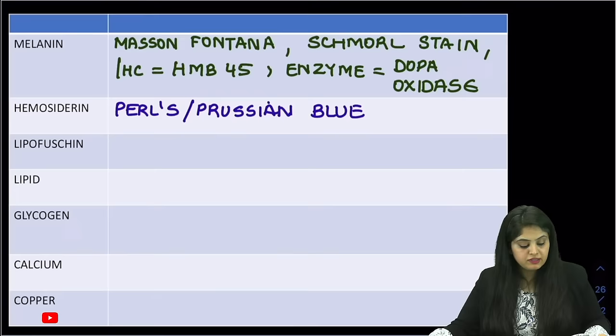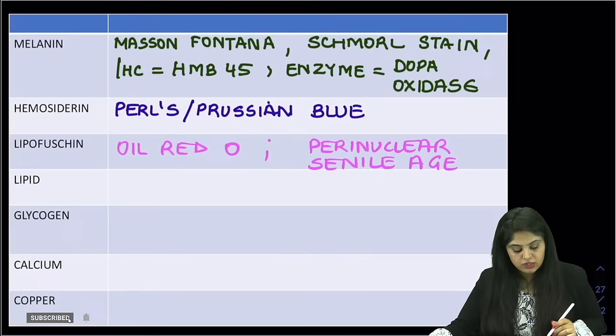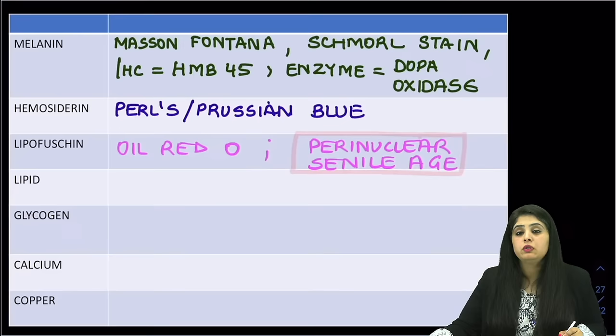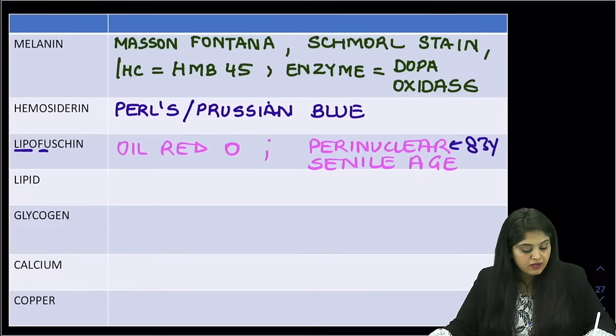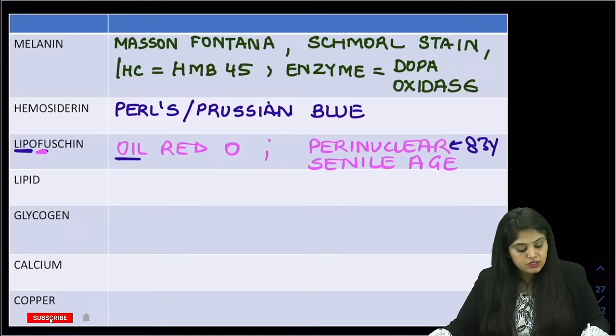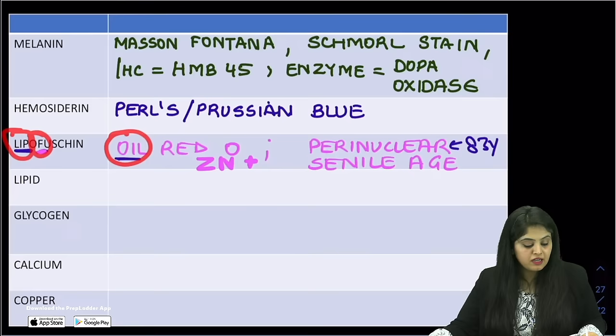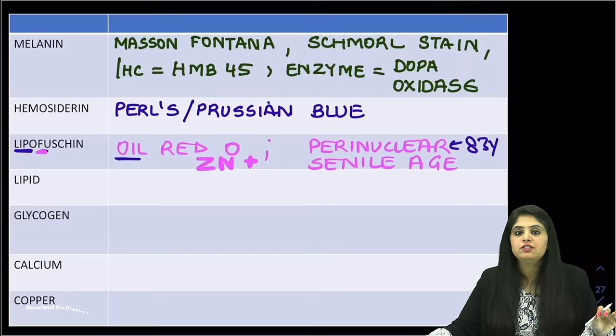Coming to the next, what is lipofuscin? The aging pigment. Lipofuscin is a perinuclear pigment which is going to occur in old age, senile age. So you always get that 83-year-old man, and that is going to have a perinuclear pigment. Because you have the word lipo and fuscin, you will tell me the stains. Lipo means oil, lipid, oil red O. And when I say fuscin, fast. What fast? Acid fast. It is also ZN stain positive. Amazing. So lipo for oil red O, fast for acid fast, ZN stain positive. An 83-year-old person with a perinuclear pigment, lipofuscin, means the aging pigment.